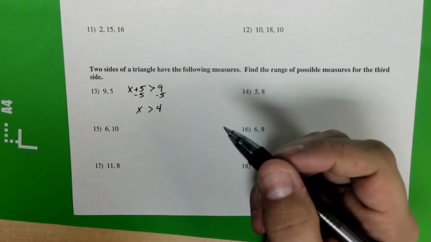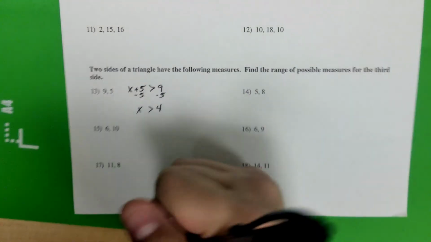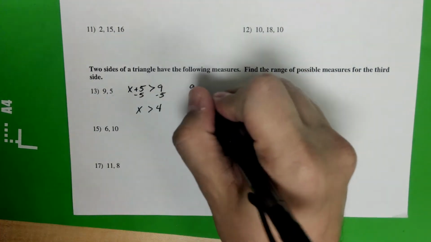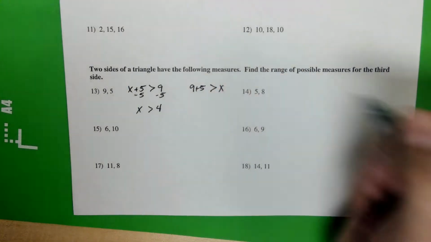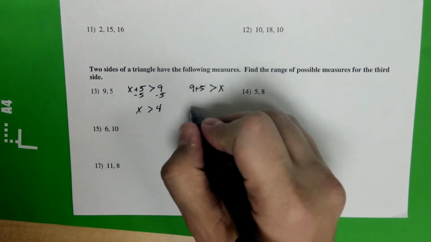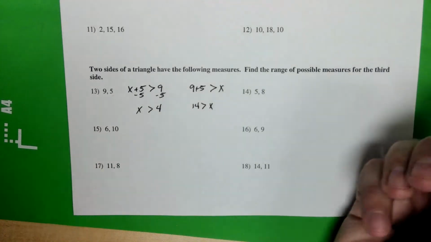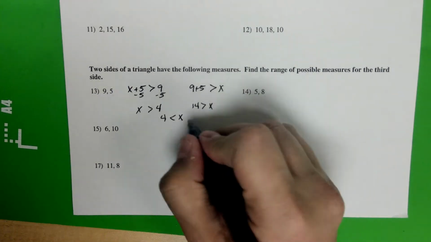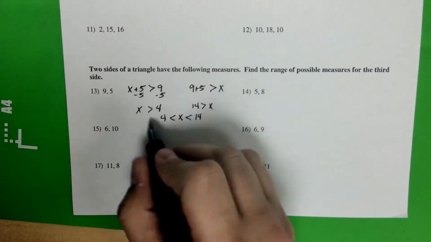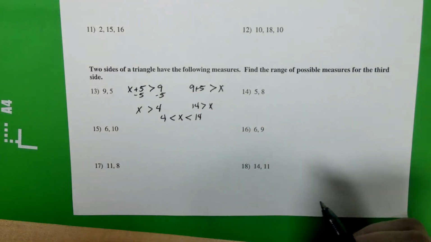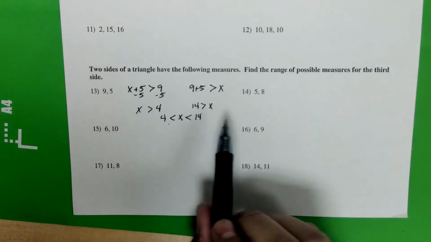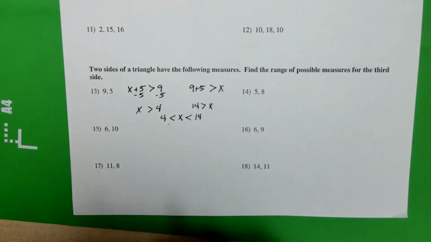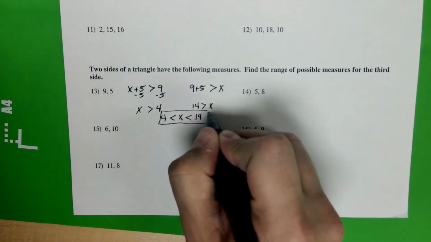And then, to figure out the largest value that we could have for our third side, we're going to add the 2 sides that it gives us. So 9 plus 5 has to be greater than x. And that is going to be 14. So our x is going to be between 4 and 14. This is the possible range of values that we could have. We could have 4.01, we could have 13.999, but we can't have 14 or 4. It does not include those 2 numbers. But that would be our answer for this question.